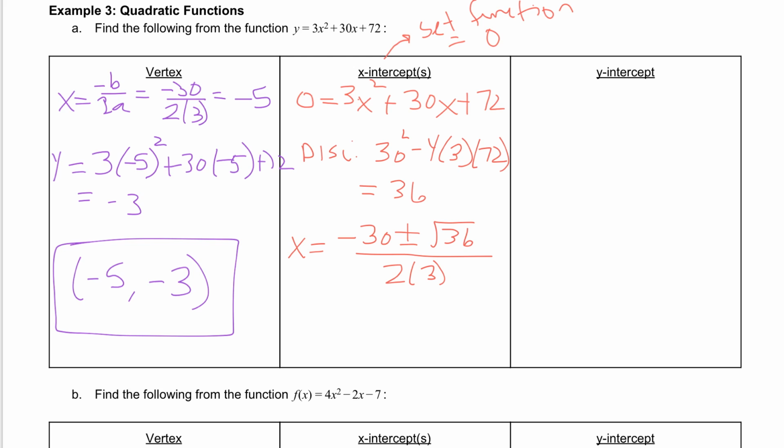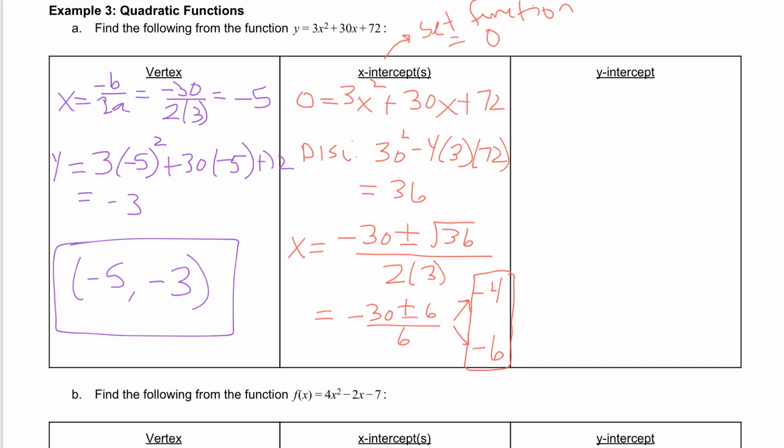So basically I'm going to take negative 30 plus or minus 6, divided by 6, and I should get two answers. If I add it together, I get negative 4, and if I subtract, I get negative 6. And I would pause this for a second and make sure when you plug it in, you're getting the same answers. Check yourself to make sure you're plugging everything in correctly. So I have two x-intercepts. One x-intercept at negative 4, and one x-intercept is at negative 6.